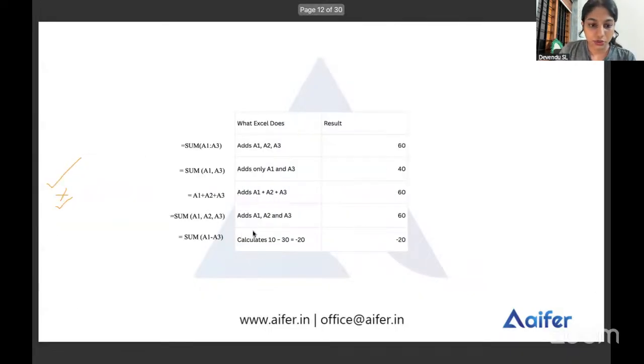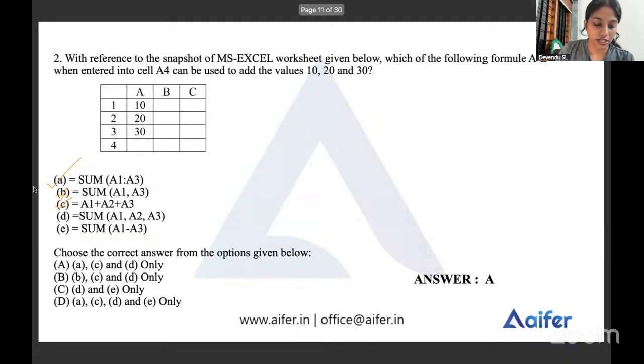The next option is SUM(A1, A2, A3), that is SUM A1 comma A2 comma A3. We have to add A1 plus A2 plus A3 because the SUM is given as the command. So we get the answer as 60. So we can use option D also. Yes, we can use option D also.